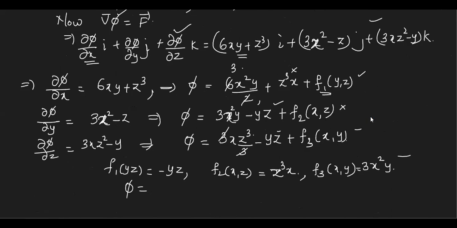Substitute in any one, any one. 3x square y plus xz cube minus yz. Am I right? I'm taking equation 1, nothing much. Only the terms will be rearranged. That's all. If you take the next two, same terms.